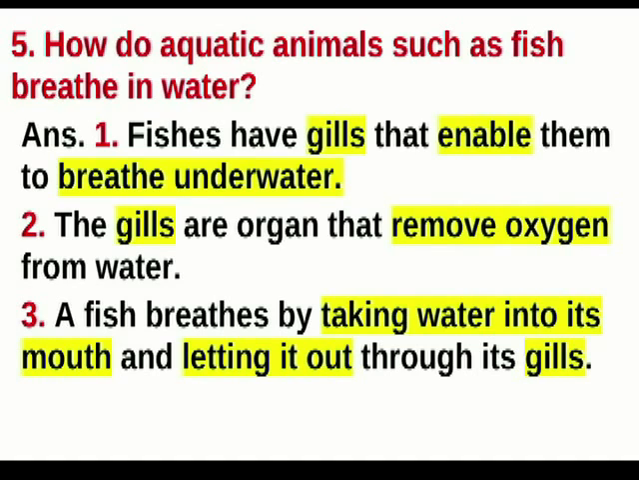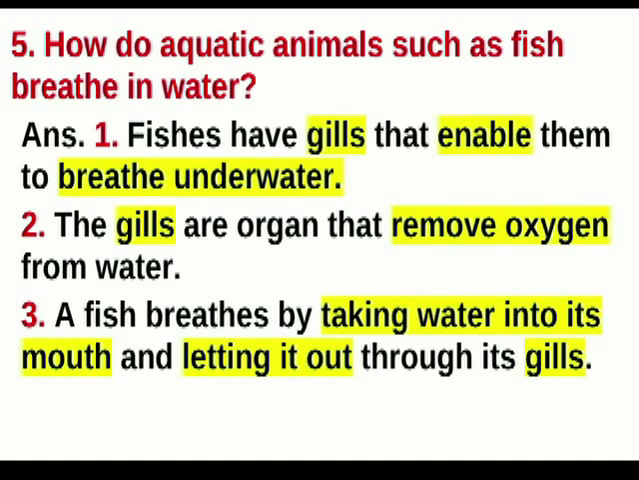Children, do you know what gills are? Gills are the feathery organs full of blood vessels. As water passes through thin walls of gills, dissolved oxygen moves into blood and travels to the fish cells. Similarly, the carbon dioxide is given out through the thin walls of gills.